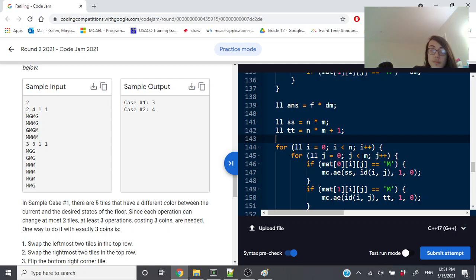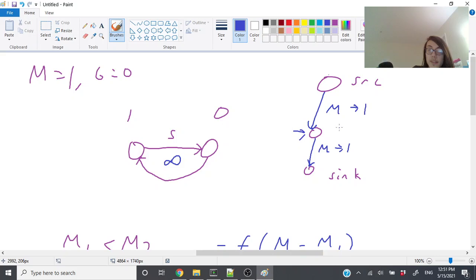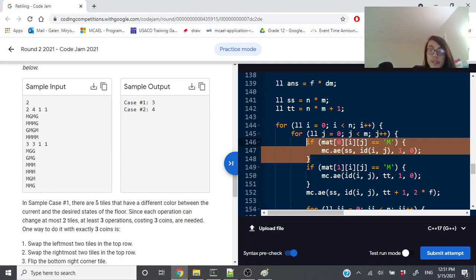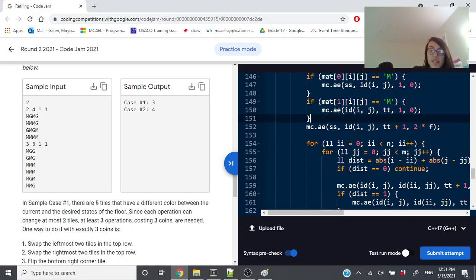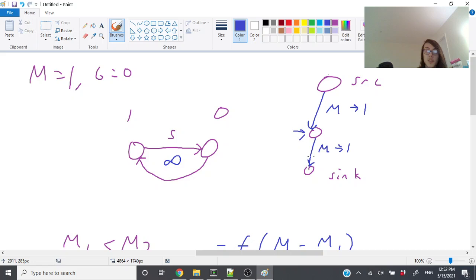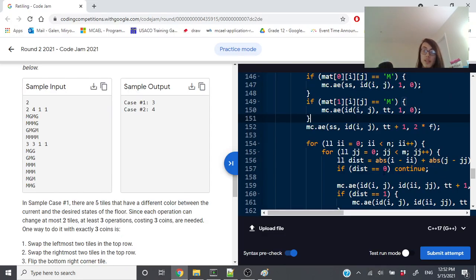And then source is that, sink is that. We add some edges. This is this type of edge. If in the first grid it's M, we give it some flow. If in the last grid it's M, it needs to get some flow to the source. And then we also add an edge to every node with capacity infinity and cost 2f. Also, these have cost 0 because, yeah, it has to. We get those for free. Those are things we have to do.